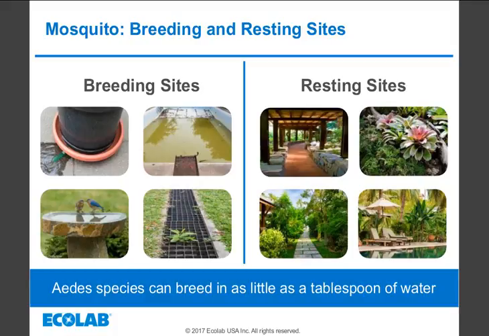They also prefer to rest on vegetation around the structure, which may include thick grass or broadleaf plants, and that is generally where they prefer to rest on the underside of the leaves to remain protected from the sun and other environmental conditions. So now that I've covered some of their preferred breeding sites and resting sites, I'm going to turn it over to Dr. Hanlon, and he's going to cover some of the preferred habitats for these species.